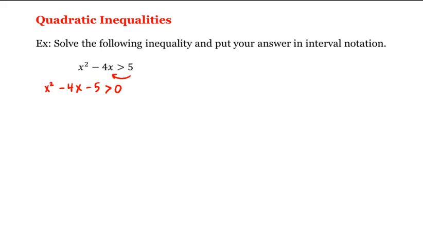And now we can factor the left-hand side. It factors into x minus 5 times x plus 1 is greater than 0. Now, when solving these types of inequalities, there's a few different approaches. The first approach is what we call a sign analysis.